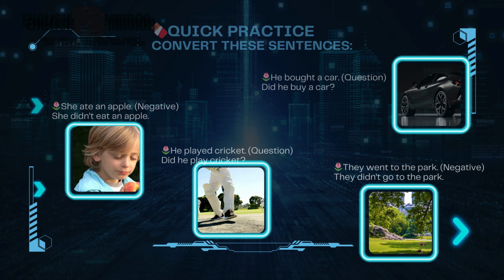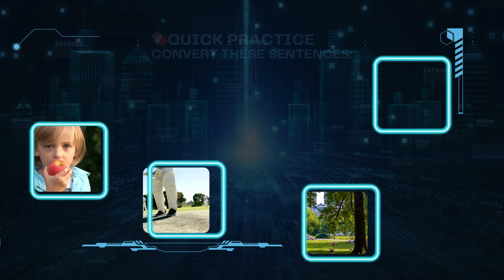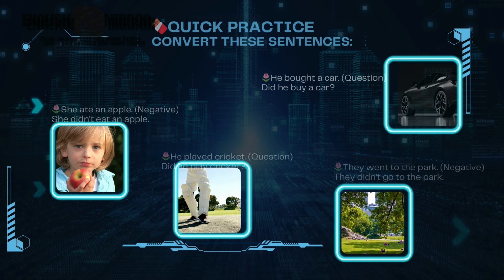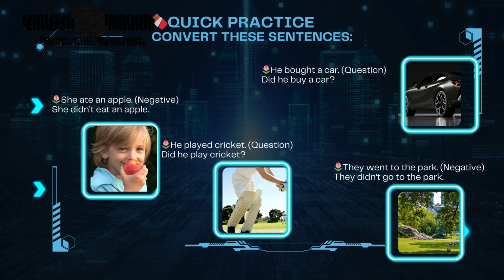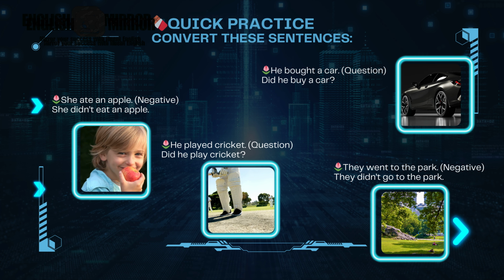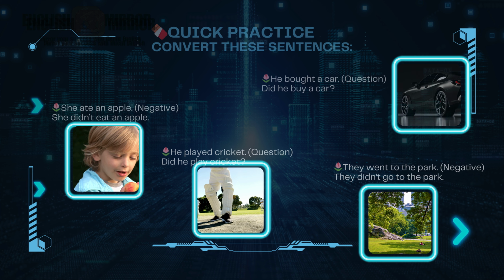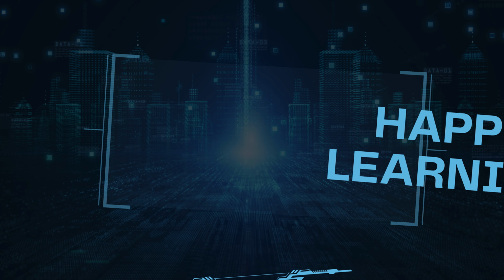Now the last sentence is, he bought a car. We have to make it a question. How will we do? Did is the usage, he is the subject and buy is the V1 form of the verb. These are the questions for you. So look into more examples and practice well.